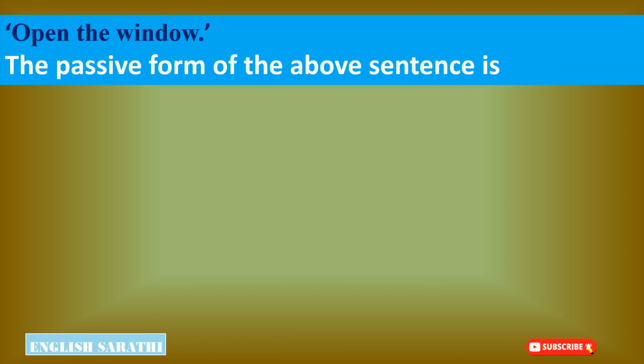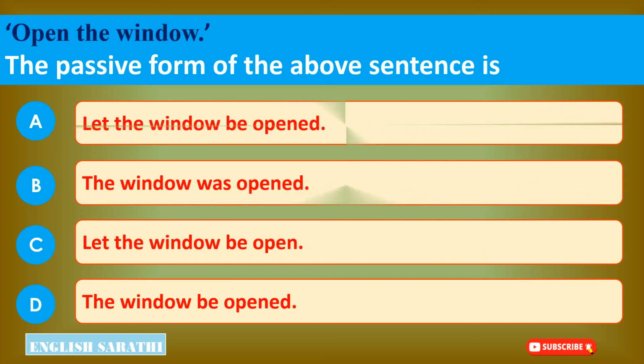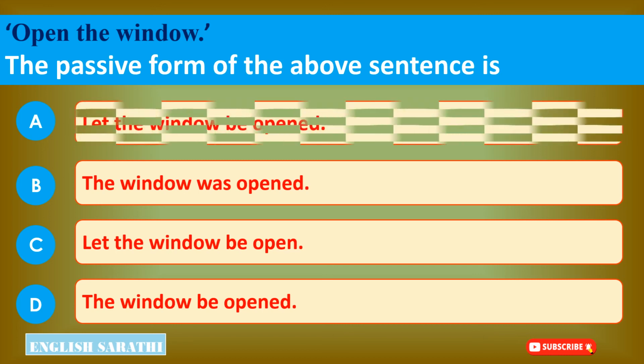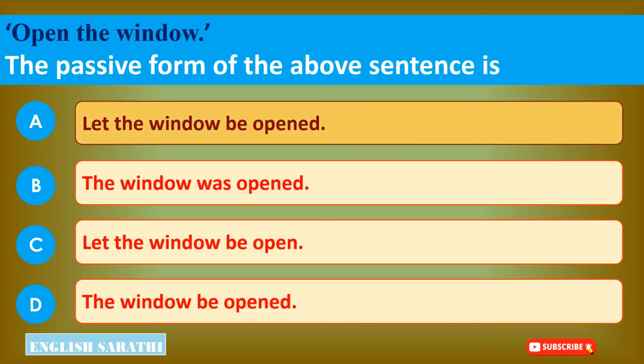Open the window. The passive form of the above sentence is. This sentence is an imperative sentence. Look at the following options. Option A. Let the window be open. Option B. The window was open. Option C. Let the window be open. Option D. The window be open. The correct answer is option A. Let the window be open. Close the door. Let the door be closed. Like this.